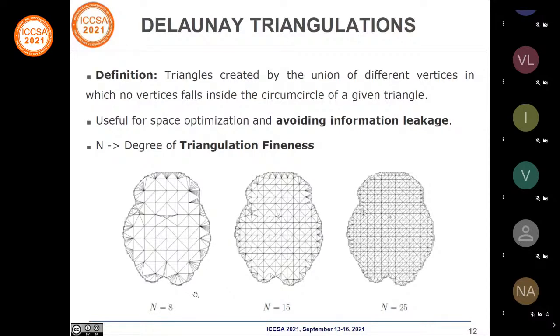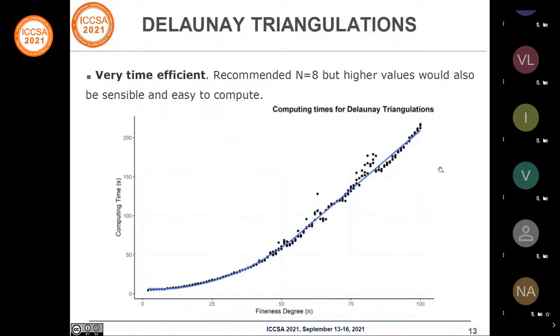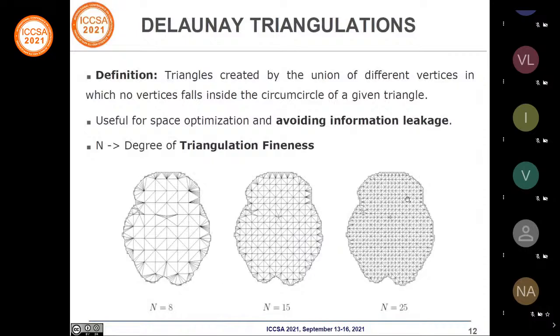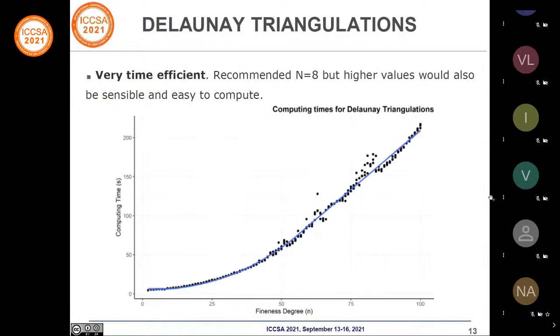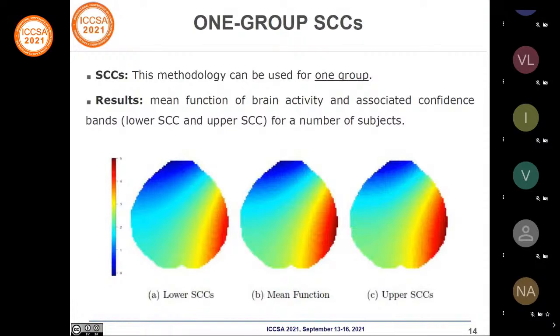The authors, Wang et al., the first authors of this method, suggest an n, which is a degree of fineness of this triangulation, of n equals 8, but we can also compute it with n 15, 25, and so on. So one of the first things that we had to do was to compute timings for this, and we realized it's a very reasonable timing. The authors suggest an n of 8, but we can see that higher values like n of 25 could also be sensible to work with. Then for the one group SCC, now we're working with simulated data because it's much easier.